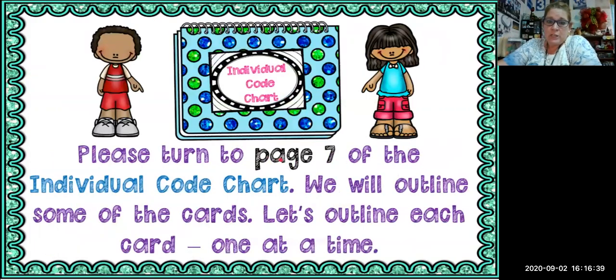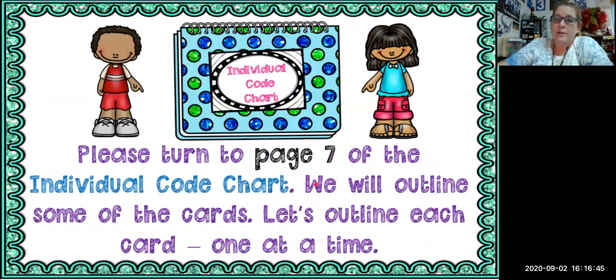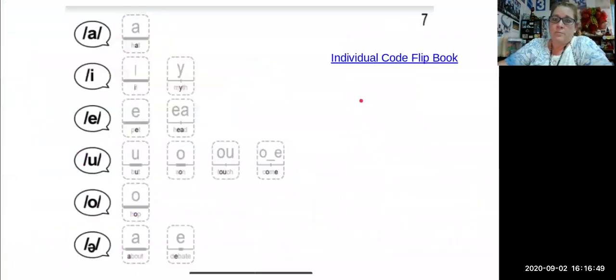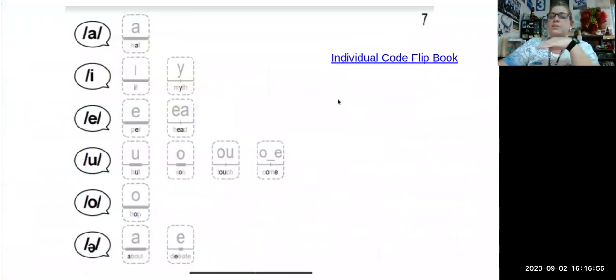So we're going to turn to page 7 of our code chart, and we're going to outline some of the cards, okay? So remember, you guys do not have this yet. Right now, you're just going to watch me. All right, so here is what this page looks like. Hold on one second.